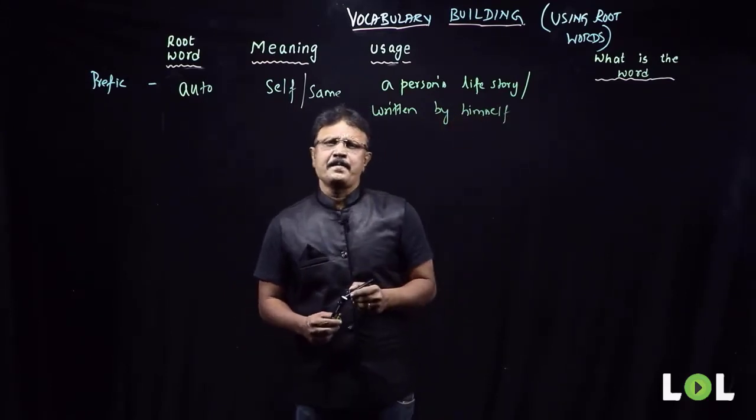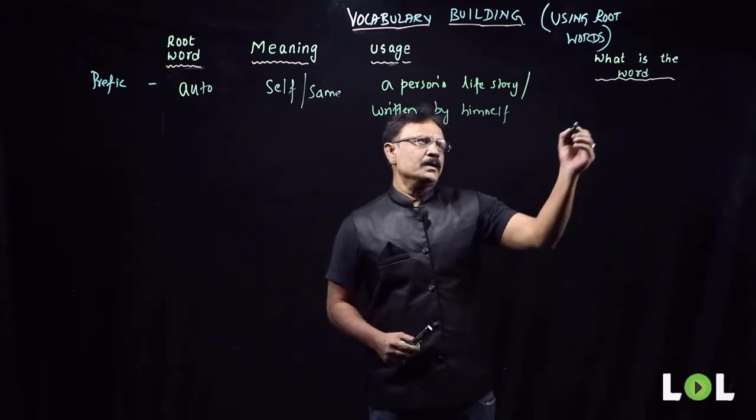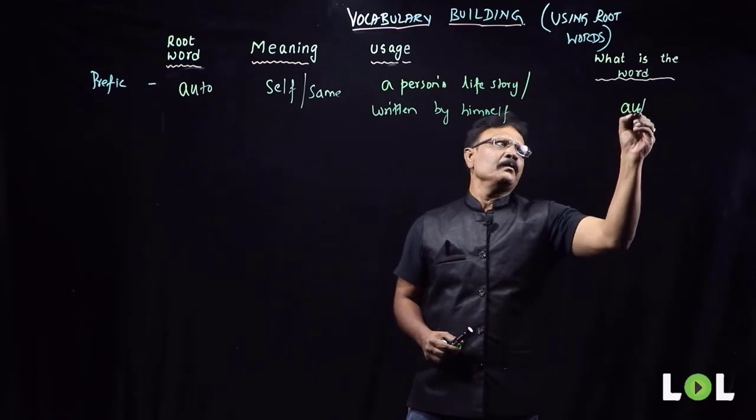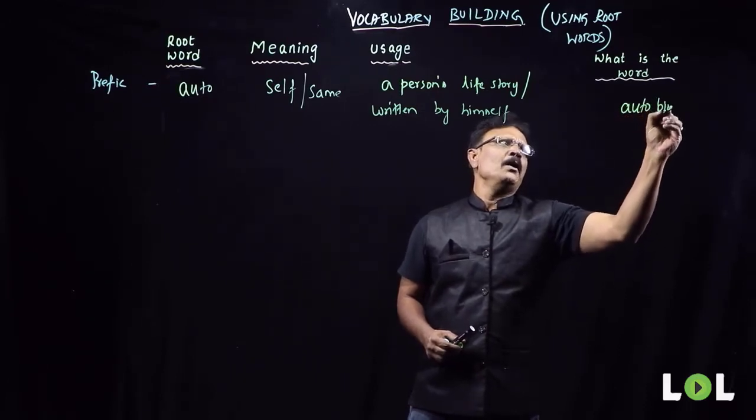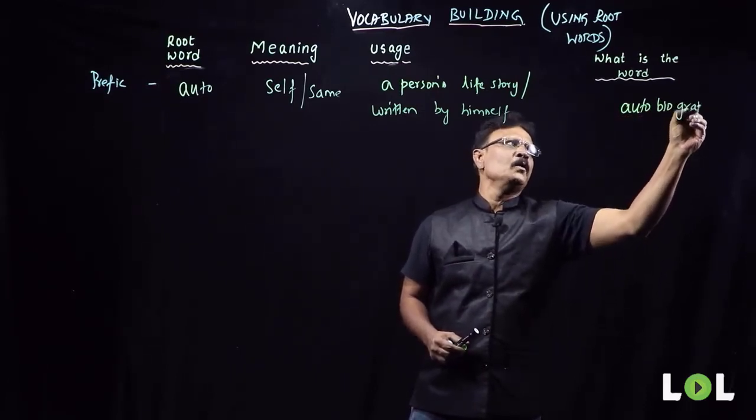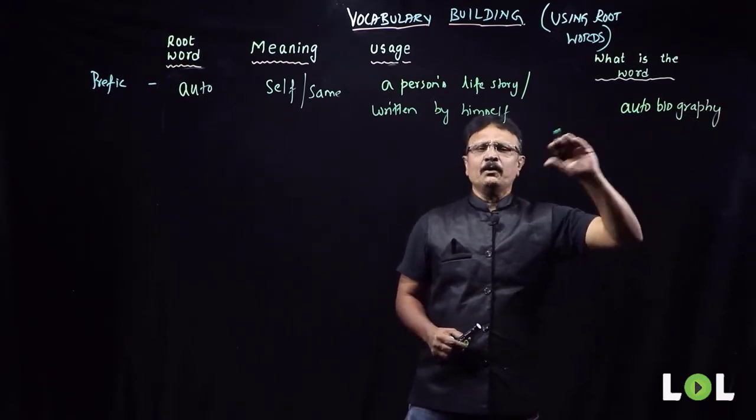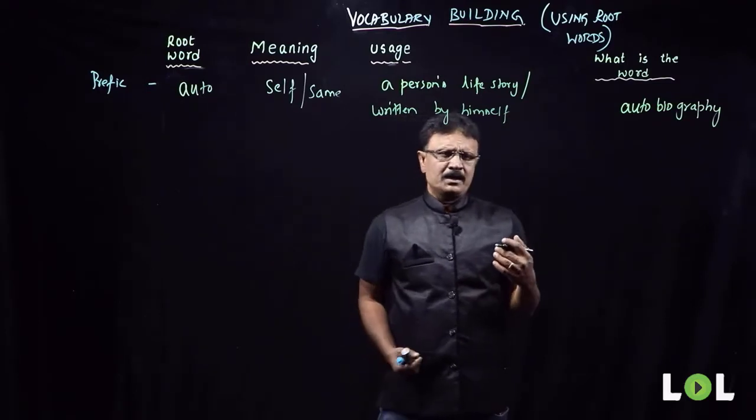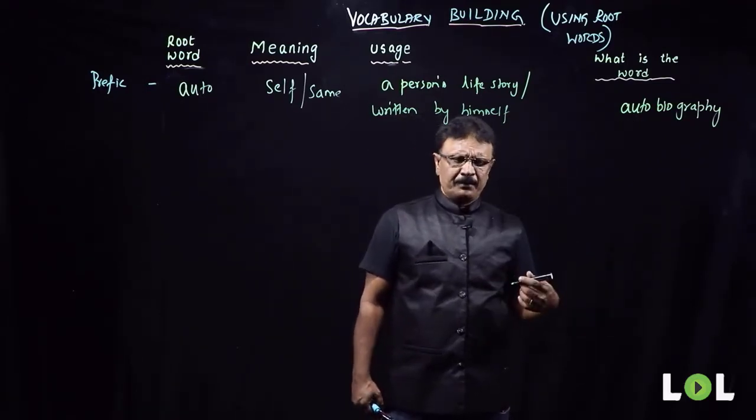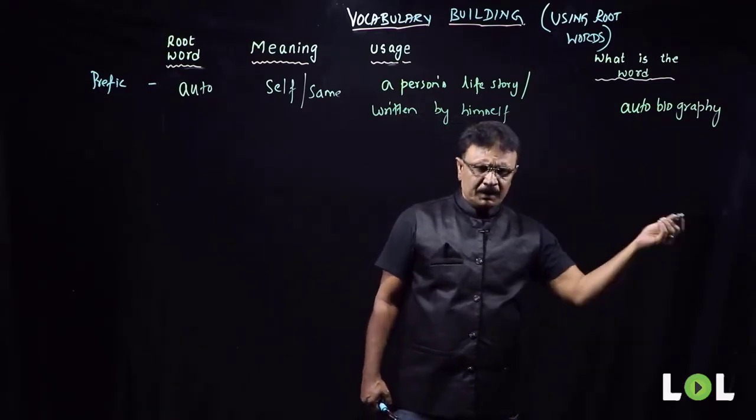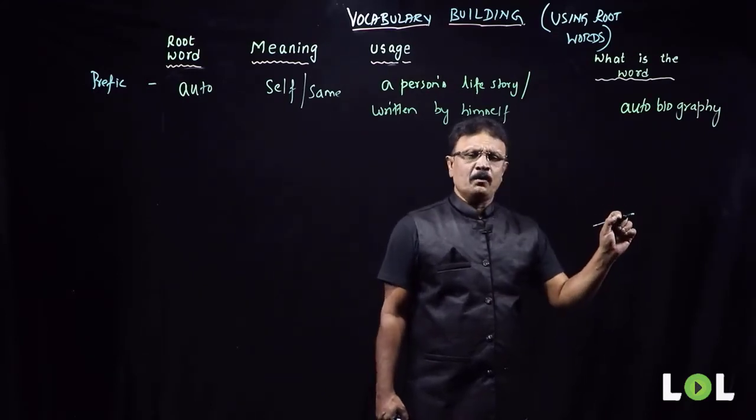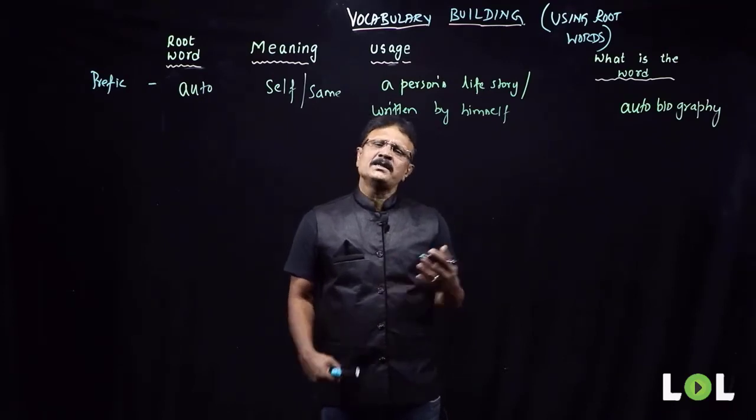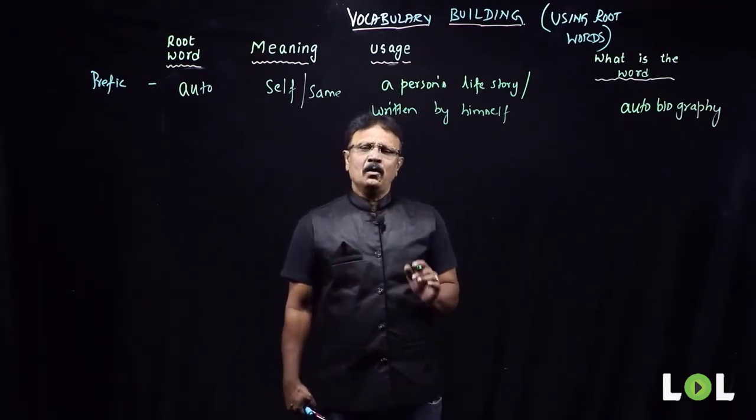Did you get the word? Yes, the word is autobiography. I'm just splitting this word to give you an example of how a word can be arranged. Auto means self, as I explained. Bio is life. Graphy, in this context, has to do with writing. So a person who writes about his own life writes his or her autobiography.